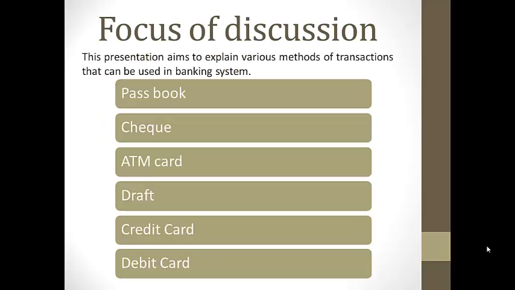Our focus of discussion today is to tell people about various methods of transaction that can be used in a banking system. We will be dealing with passbook, check, ATM card, draft, that is demand draft, a credit card and debit card. We will be telling how these things can be availed, made use of, and what are the benefits involved with these items.